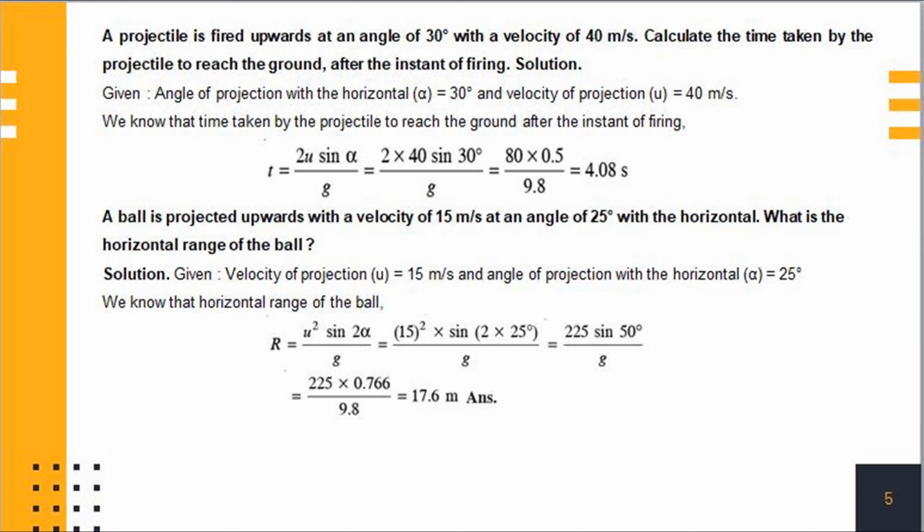Therefore, we know that horizontal range of the ball r is equal to, we have a formula u square sin twice alpha divided by g. By putting all these given values in this equation, we get r is equal to 17.6 meter. Therefore, answer of this problem, horizontal range of the ball r is equal to 17.6 meter.